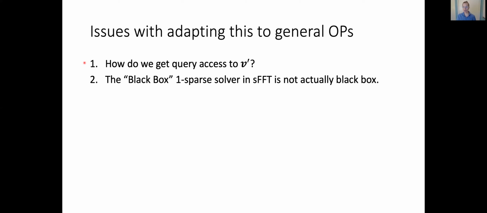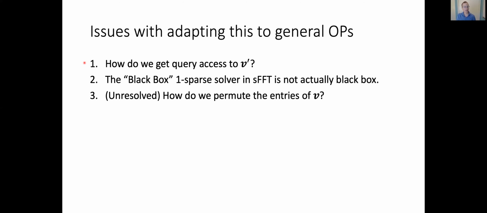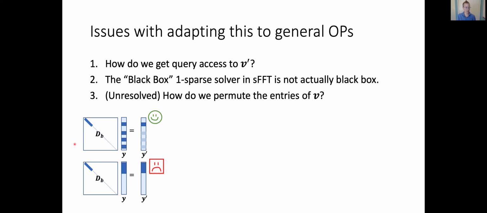And the third thing, which I don't know how to do, is to figure out how to permute the entries of the vector v. So what do I mean by that? Remember that I said the way these things work is that I have a sparse vector y, and I mask it with this filter, and I get a one-sparse vector y prime. This worked nicely in this picture where the filter is just a contiguous block and the entries of y are all spread out, but you could imagine it going wrong if, for example, all the sparsity of y happened to be concentrated in the place where the filter was 1 or close to 1.